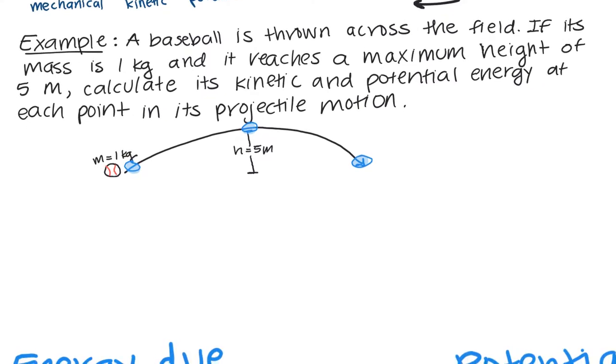All right, so here's a particular example. A baseball is thrown across the field. If its mass is 1 kilogram and it reaches a maximum height of 5 meters, calculate its kinetic and potential energy at each point in its projectile motion. The points I'm referring to are these little blue highlighted dots. I'm going to label them 1, 2, and 3.